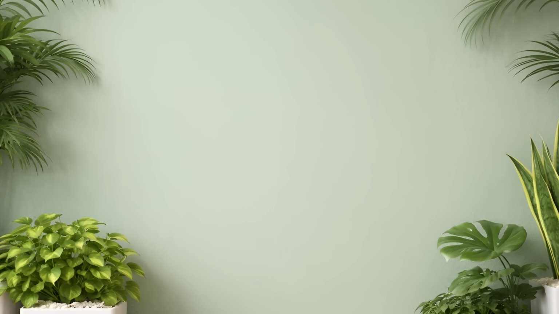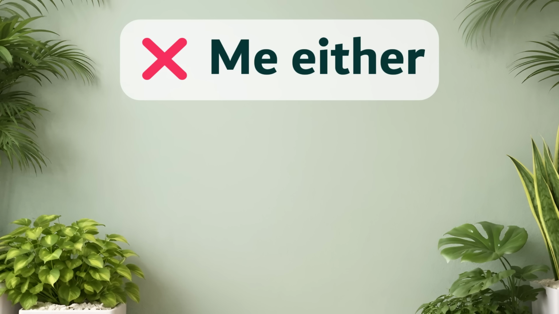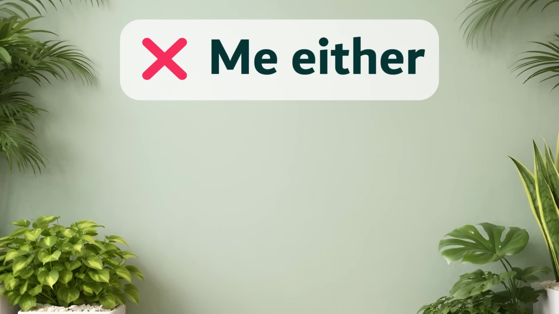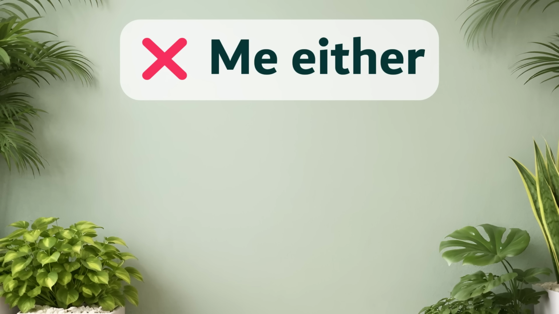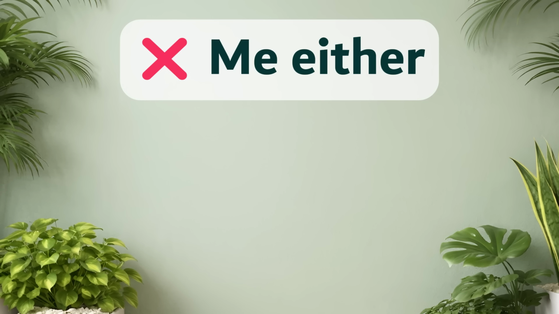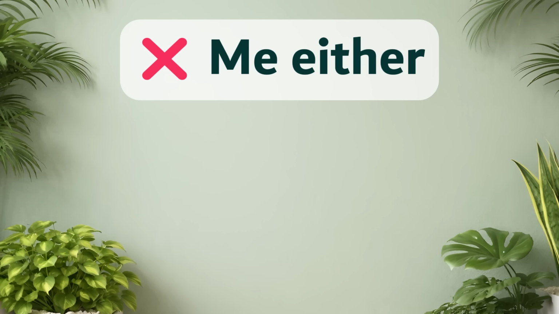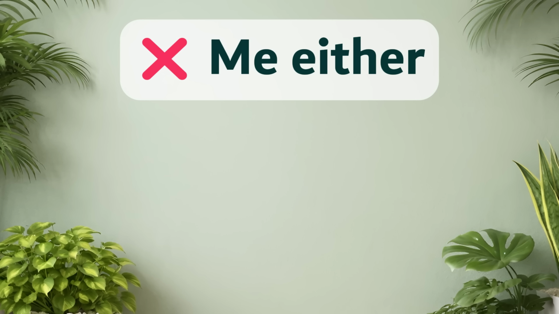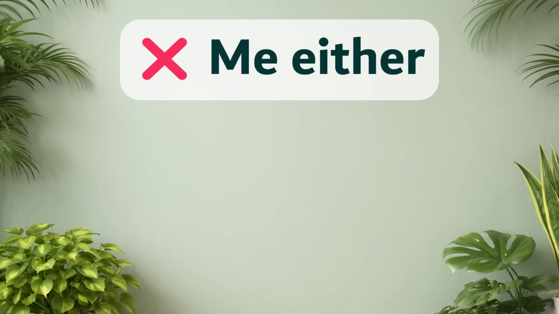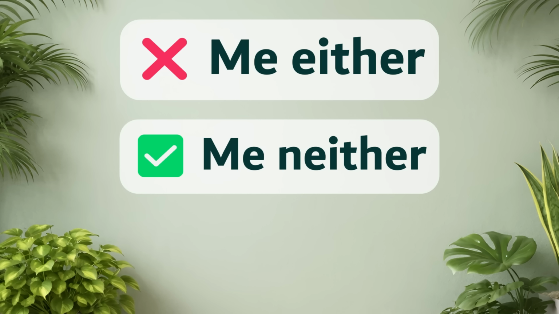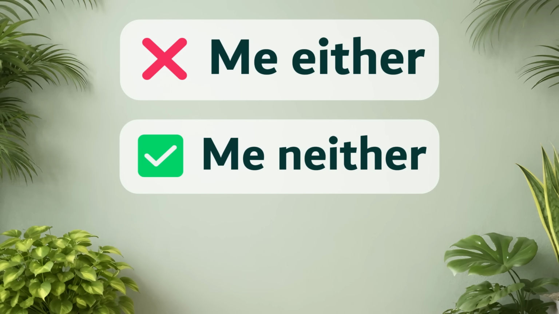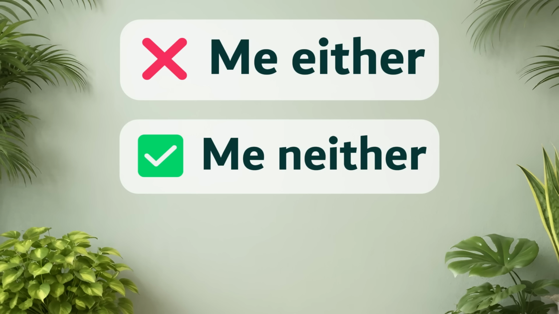Mistake number 1. Me either. Many learners use this expression to agree with a negative statement. For example, I don't like spicy food. Me either. Although you may hear this in informal conversation, the standard and safest form is me neither. So for learners, me neither is the better choice.